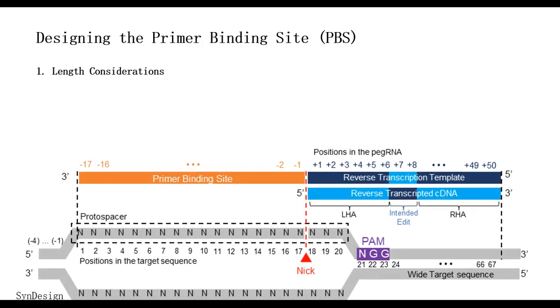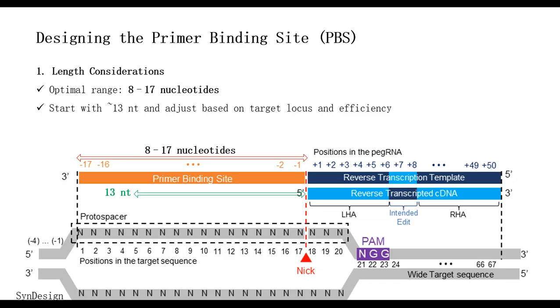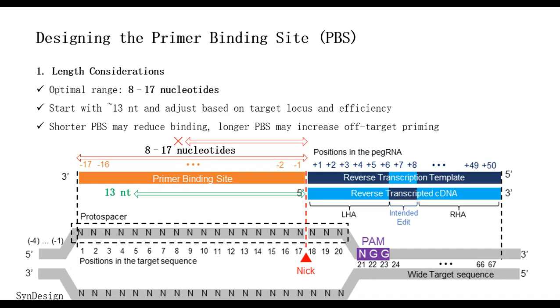Designing the primer binding site. The primer binding site is essential for initiating reverse transcription in prime editing. First, length considerations. The optimal PBS length ranges from 8 to 17 nucleotides, with around 13 nucleotides as a good starting point. Shorter PBS sequences may reduce binding strength, while longer ones can increase the risk of off-target priming.